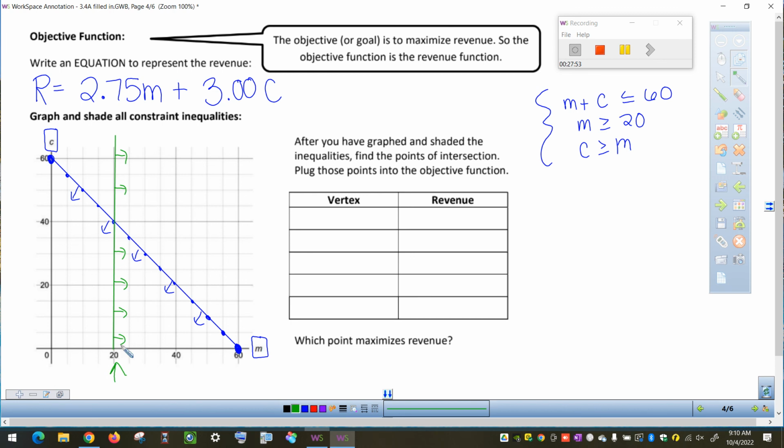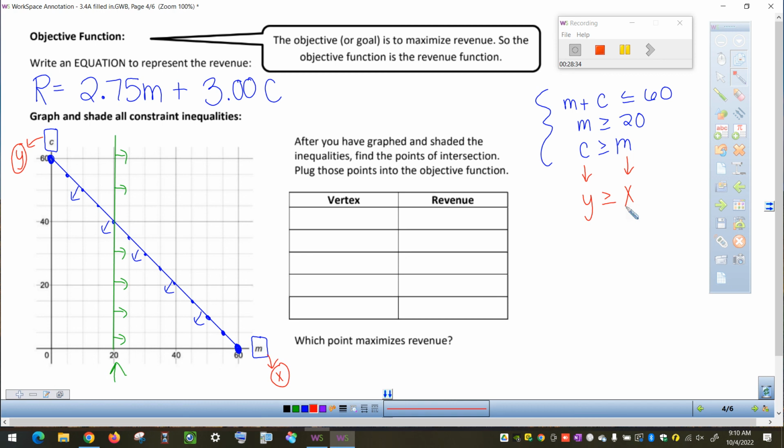All right, let's talk about the last one here. So we have c is greater than or equal to m. Let me give you a little trick here, a way we can think about this. Notice how c is labeled on the y-axis, so it's kind of like our y variable. m is labeled on our x-axis, so that's like our x variable. Sometimes it can be helpful to think of our equation back in terms of x and y so that we can figure out what the graph looks like. So this is really like y is greater than or equal to x.